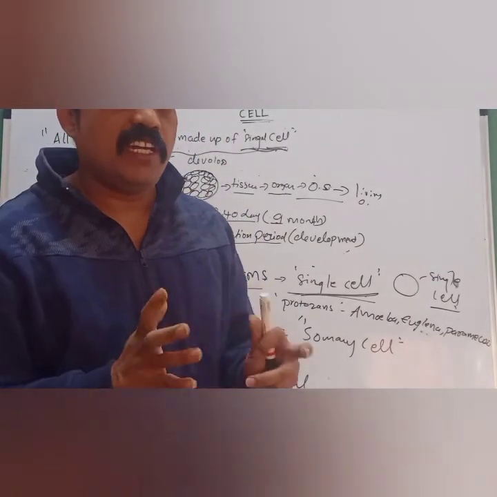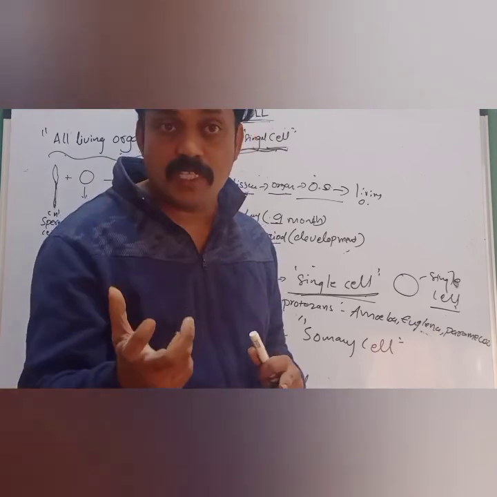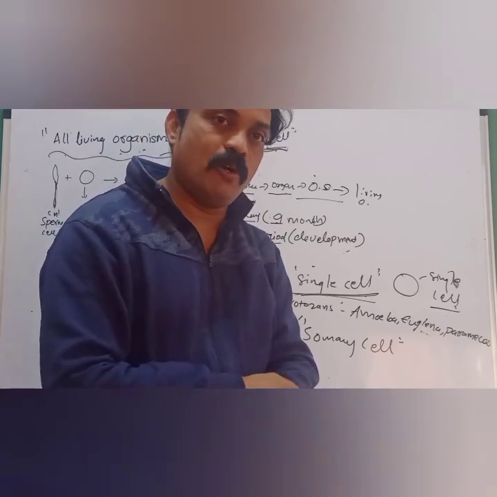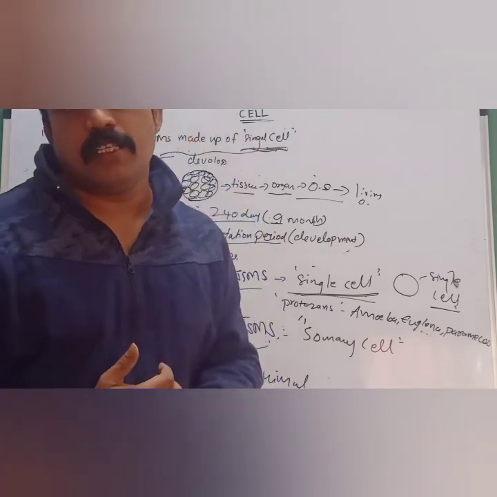Finally, what we conclude is that the cell is a small room-like structure which is not visible. If you want to see cells in our body, use a microscope; some cells are visible. Later we'll discuss this in the next class. Thank you.